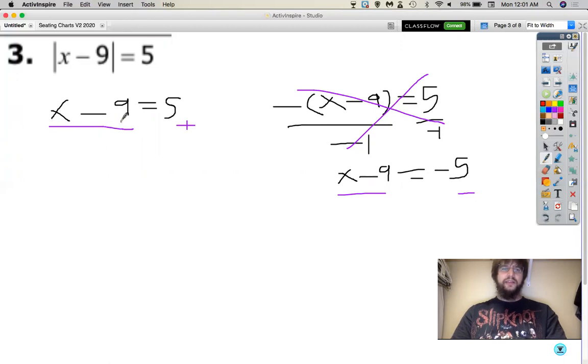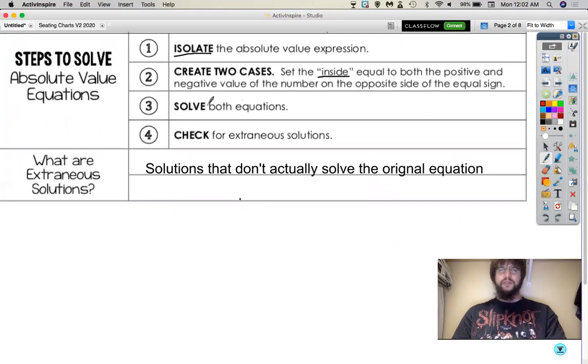Now we're going to solve these things. So I have x minus 9 equals 5. I just need to add 9 to both sides. And I get x is 14. Add 9 to both sides here as well. But this time I get x equals 4. So are we done? No. We have two answers. That's step 3. We solved them. We need to check our answers.